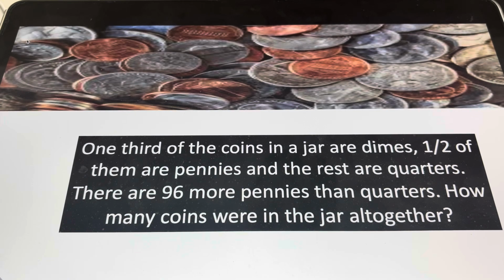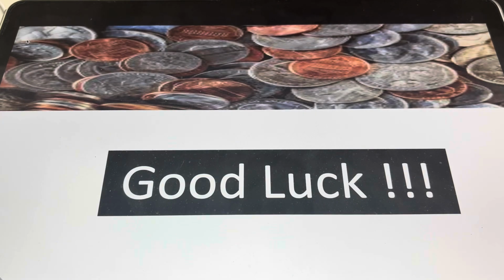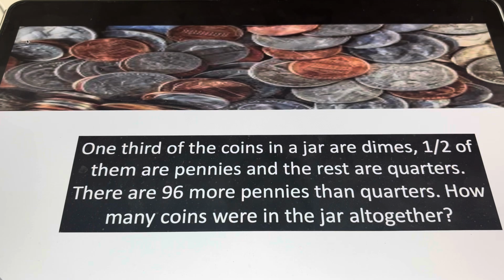There are 96 more pennies than there are quarters. So then how many coins were in the jar altogether? Okay, good luck. There's the problem. Please hit pause and give it your best shot.